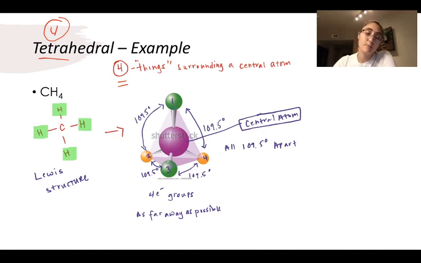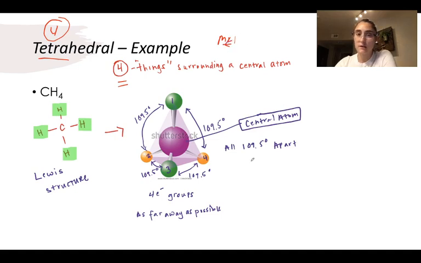So again, in this image, it's hard to tell. These apparently look closer than this one, but you would know that 109.5 degrees is the approximate angle between each of these. And again, this is the maximum distance each of these can be to be as far away as possible from each other. Again, maintaining that VSEPR theory. Okay, and again, this is still the molecular geometry. That's still what we're looking at here.